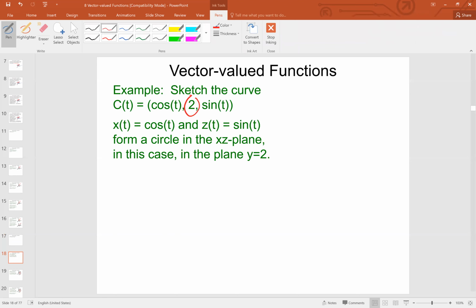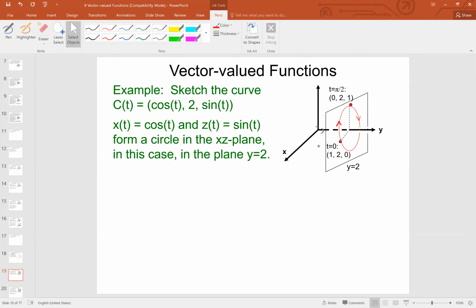Here is an interesting parametric equation in 3-space. The y equal to 2 means everything is taking place on the plane y equal to 2. The other two components, x and z, are circles. So basically, you're looking at the track of a circle circling around on a screen that's 2 units from the origin in the y direction.